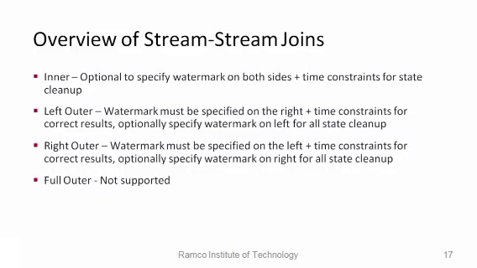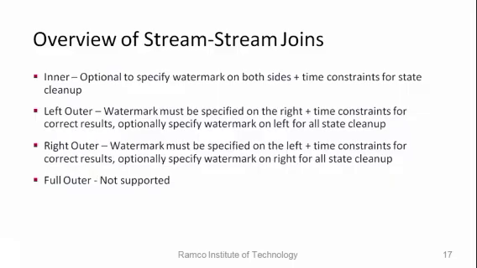Overview of stream joins. Inner: optionally specify watermark on both sides, plus time constraints for state cleanup. Left outer: watermark must be specified on the right, plus time constraints for correct results. Optionally specify watermark on left for state cleanup. Right outer: watermark must be specified on the left, plus time constraints for correct results. Optionally specify the watermark on right for state cleanup. Full outer join: this is not supported in stream to stream joins.